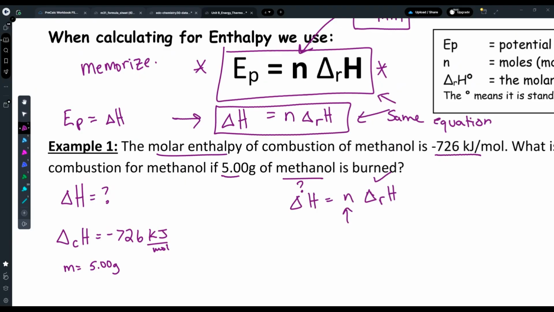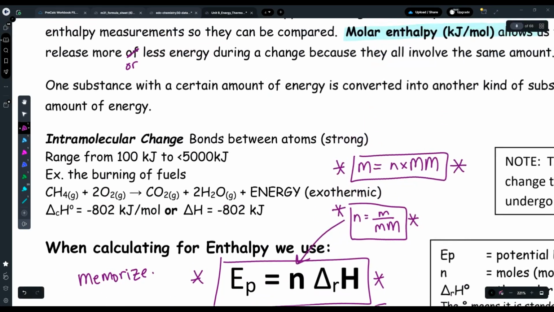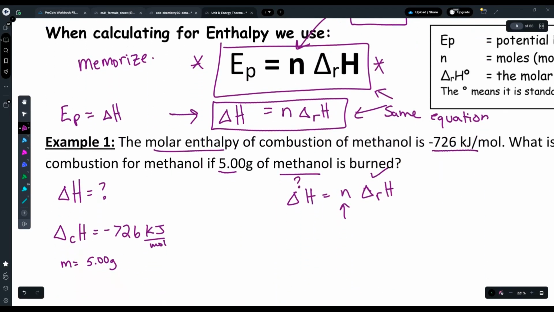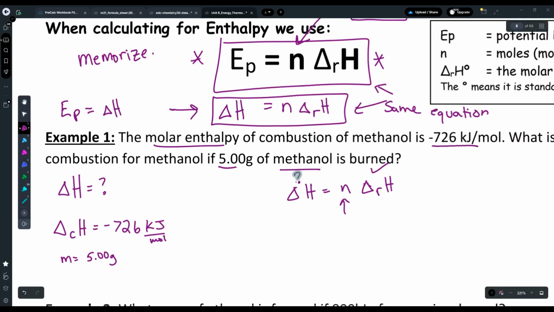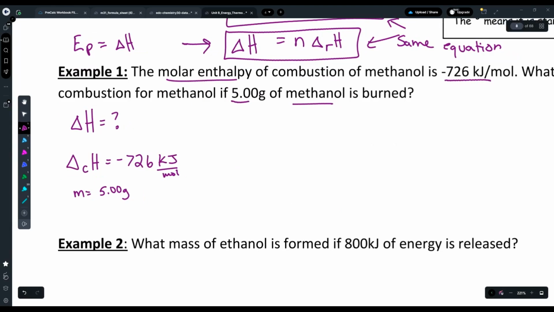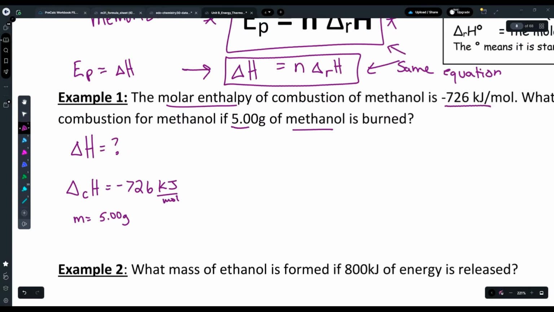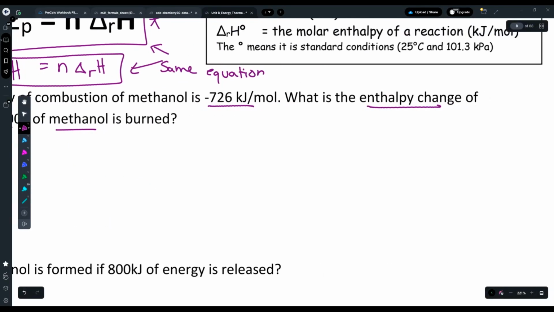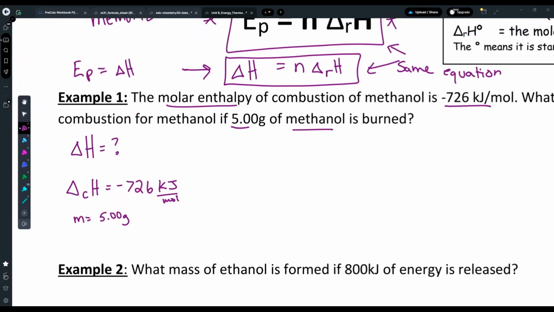Okay, so first things first, we need to figure out our moles. We've been given mass, so we need to use this equation, because if you have the identity of the substance, you have molar mass. Now, as a quick review, how do we find molar mass? You might want to do this on an extra piece of paper. I'm going to write this out, but then I'm going to have to erase it because I don't have enough space to do all of this.